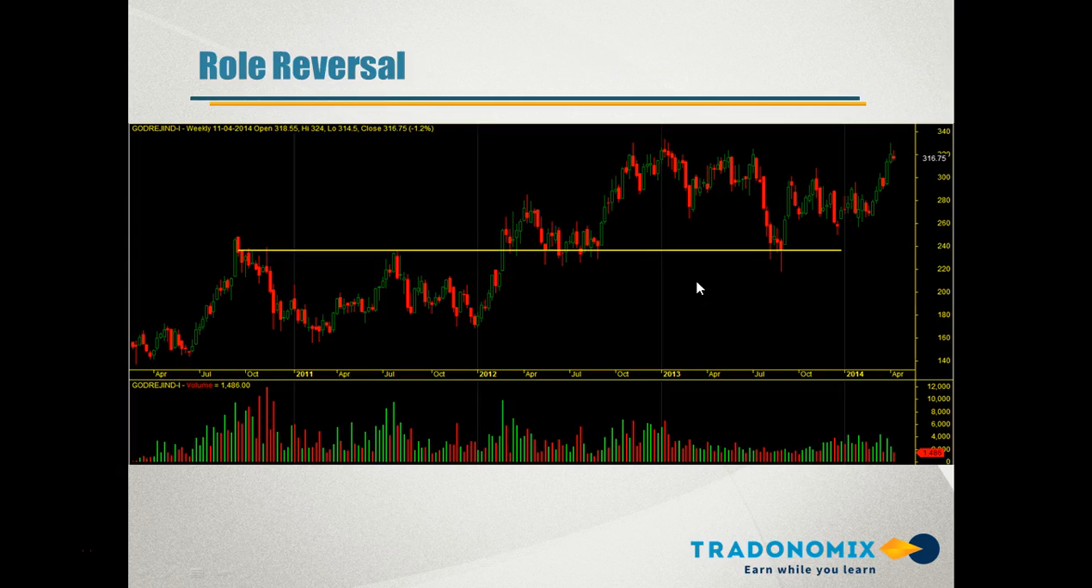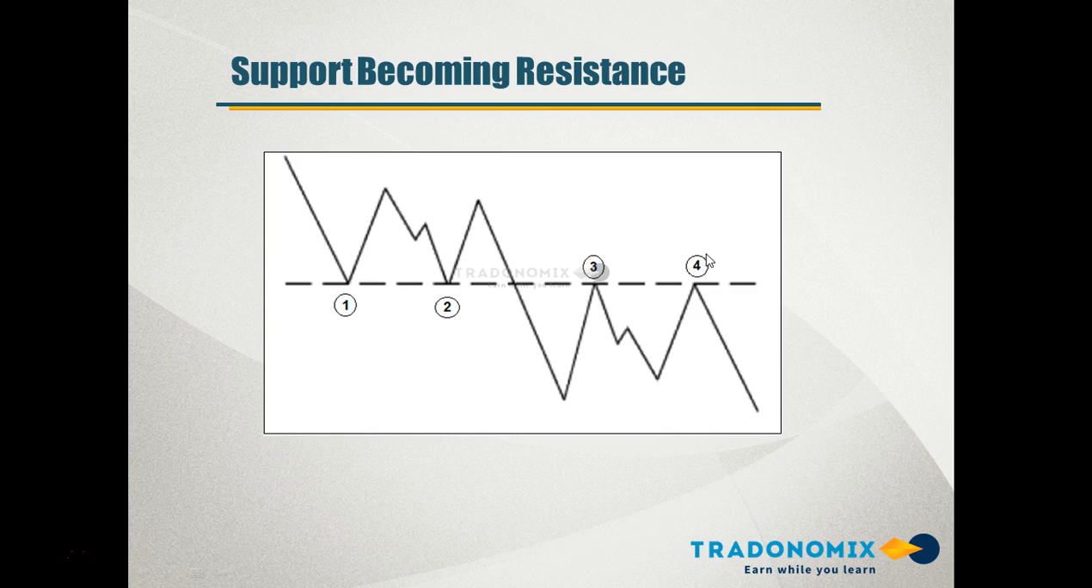Here's a quick example where you can see that there's been a good resistance at, say, 230 levels, but once the price has cracked up, broken the resistance and moved up, this resistance around 230 has become a support area. The resistance becoming a support.